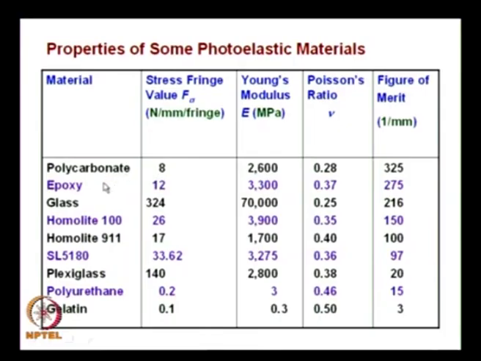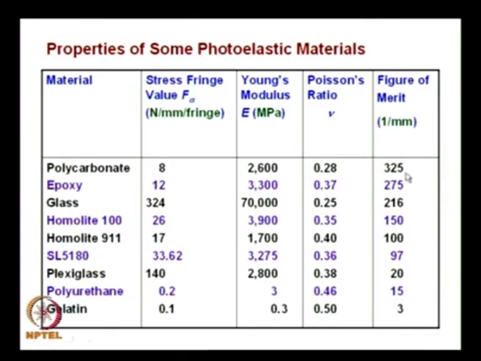Then I have epoxy, and glass has a very high value of F sigma, and plexiglass is comparable to glass, it is about 140. Polyurethane, which I said that I can even apply loads with the finger, has a very low F sigma of the order of 0.2, and its Young's modulus is also very, very small, only 3 MPa, whereas it is about 3 GPa for all the other plastics, and glass is almost like aluminum, it is 70 GPa.